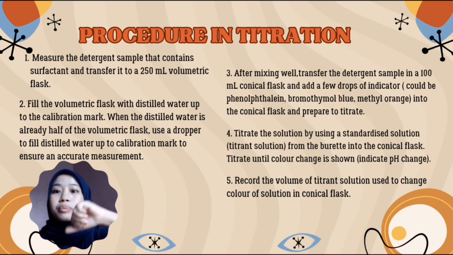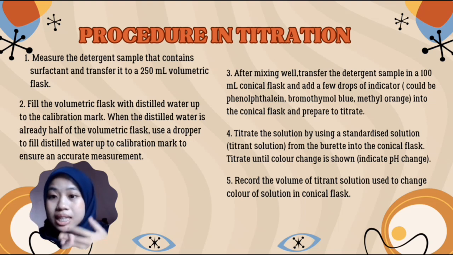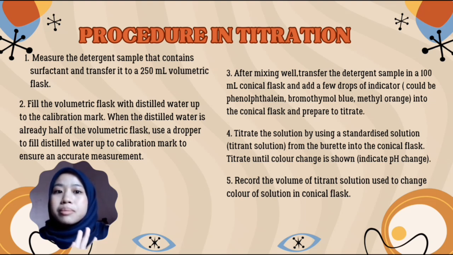Next, we need to mix the solution inside the volumetric flask about 2 to 3 times. After mixing it well, transfer the detergent sample into a 100 ml conical flask and add a few drops of any indicator. It could be phenolphthalein, bromothymol blue, or maybe methyl orange. Add the indicator into the conical flask and prepare to titrate.